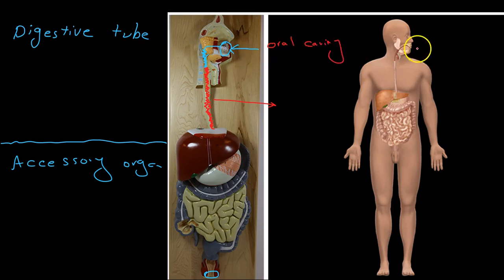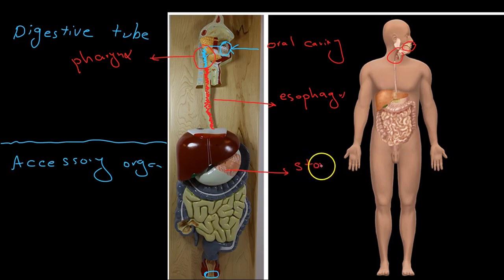The next one, so oral cavity, and the next one is pharynx. Here we have pharynx. And then food goes to the esophagus. So here we have esophagus. Okay, and then now we are in the abdominal cavity. The next digestive tube organ is stomach. So we have stomach here, and then after stomach, food goes to the small intestine. So here we have the small intestine.